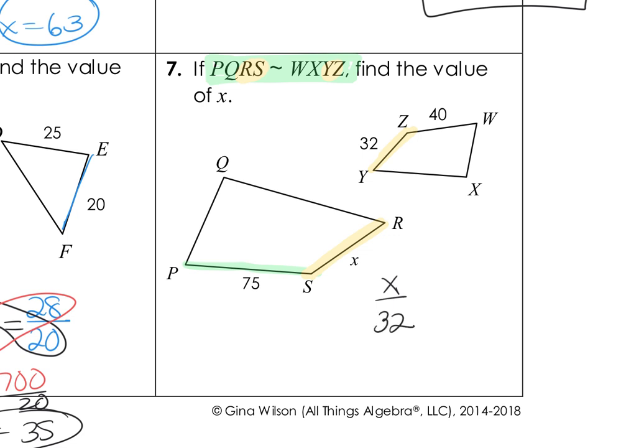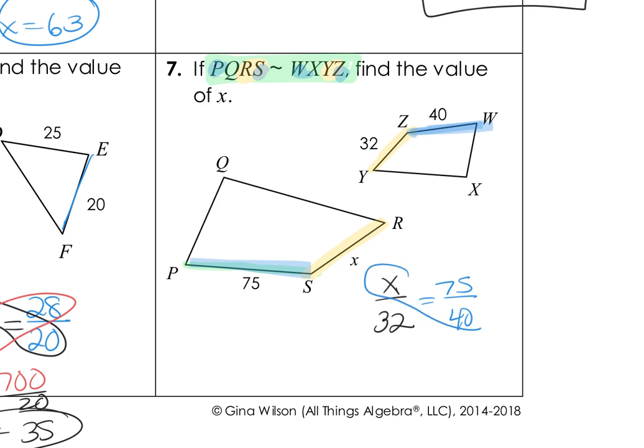And then if I go back to that PS, that's the first and the last letter. So PS is going to be first and last. That matches up with W to Z. W to Z is 40. So we're going to have 75 over 40. That'll be the other sides that match up here and here. Now we use cross multiplication.